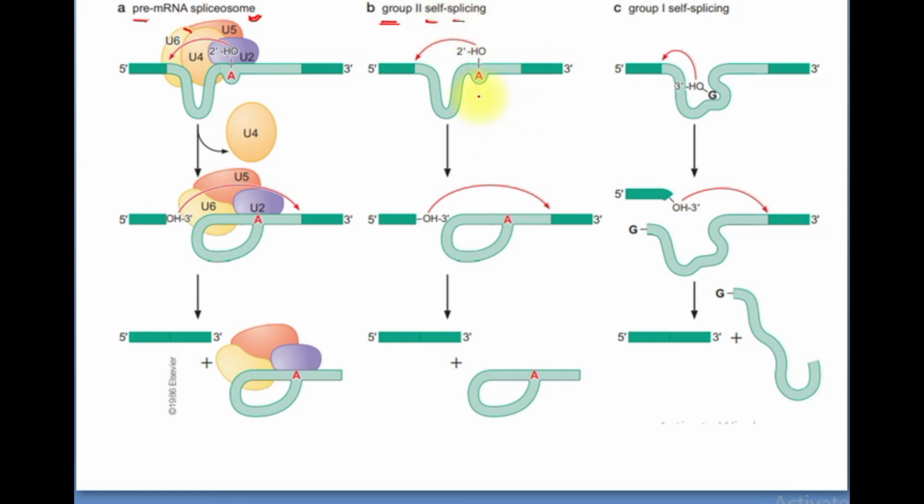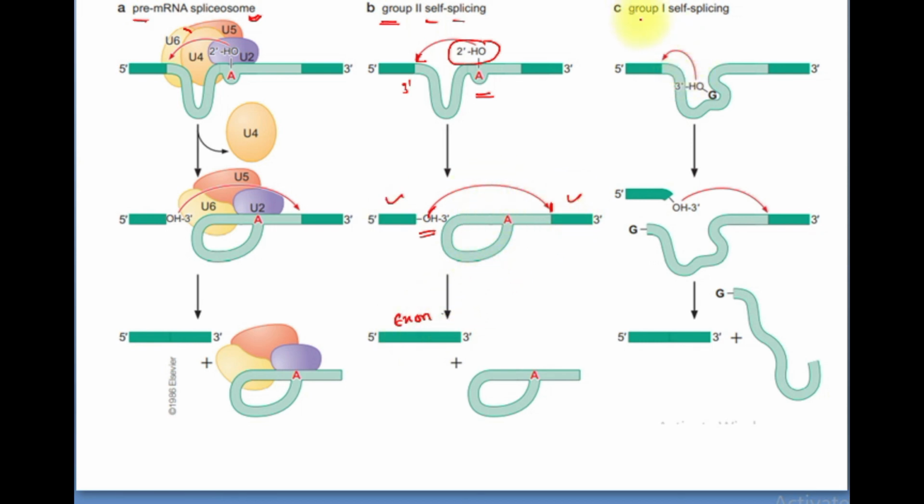Here we have a branch point, and the 2' OH group of this branch point makes a nucleophilic attack on the 5' splice site, and here we will get a 3' OH group. This 3' OH group will make a nucleophilic attack on this 3' splice site, and we get a lariat-like structure, and the exons will be present over here and they will be ligated. This exon and this exon will be ligated.